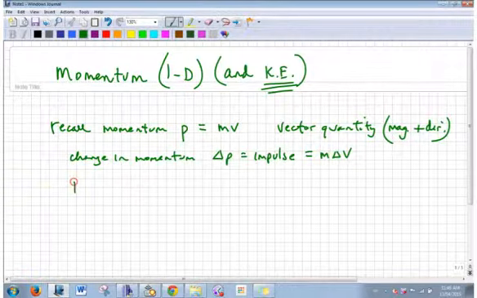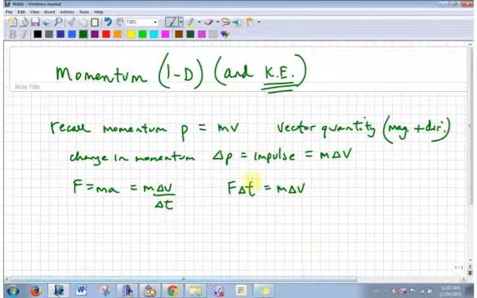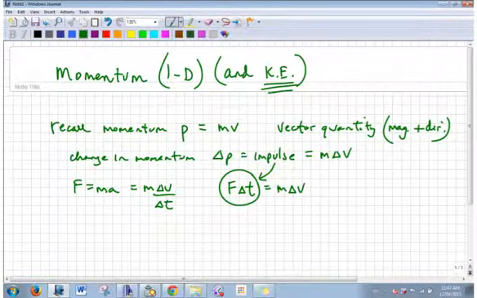Now, because F is ma, and by definition, acceleration is a change in velocity over a change in time, and I can put, well, that is momentum, isn't it? That's impulse. That's a change in momentum right there. If I times both sides by delta t, then I can get this formula and go F times delta t is m times delta v, and then this I can also call impulse, because that is change in momentum. So that's another formula I can use.